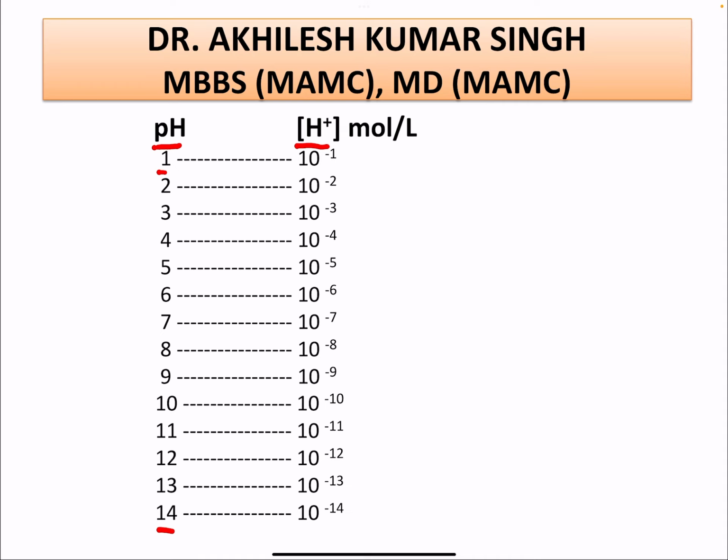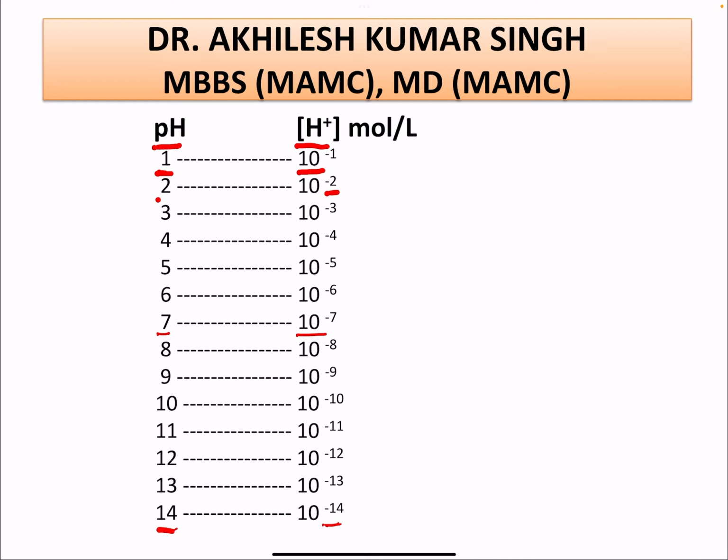You can see here that if the pH is 1, then the concentration of hydrogen ion in mole per liter is 10 raised to the power minus 1. If the pH is 2, the concentration of hydrogen ion is 10 raised to the power minus 2. Similarly, if the pH is 7, the concentration of hydrogen ion is 10 raised to the power minus 7. And similarly, if the pH is 14, the concentration of hydrogen ion is 10 raised to the power minus 14.